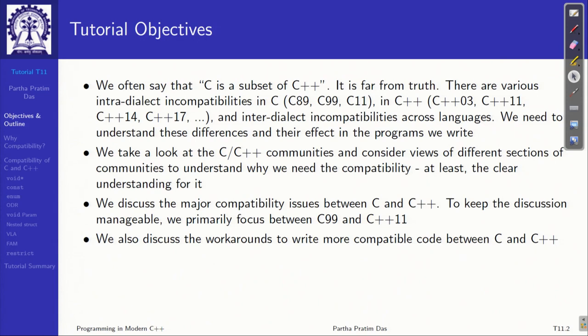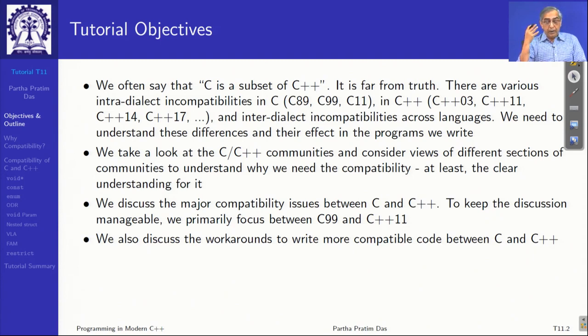So, we often say that C is a subset of C++, right. It is a loose statement and it is far from the truth. There are various intra-dialect incompatibilities, that is, different versions of C or different versions of C++ have incompatibilities. Not only that, a version may have a new feature, and even an earlier feature may behave differently. And certainly, there are inter-dialect incompatibilities across the languages. So, you have some version of C and some version of C++, you are trying to mix them, build them together and so on, you may be in for a certain surprise.